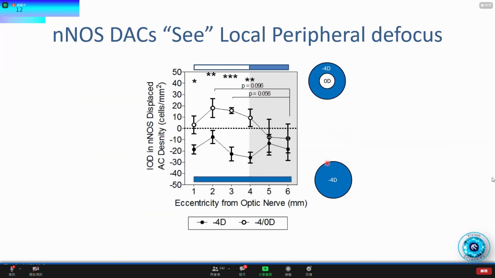When whole field defocus is imposed on the eye, then the nNOS displaced amacrine cells downregulate their density across the whole of the eye. However, when we put defocus only in the peripheral part of the eye, these neurons only downregulate in the zone which is truly seeing that peripheral defocus. And in the central zone, they don't appear to be downregulated. Now, this is the area that is only being exposed to no defocus because that's the plano-only zone.